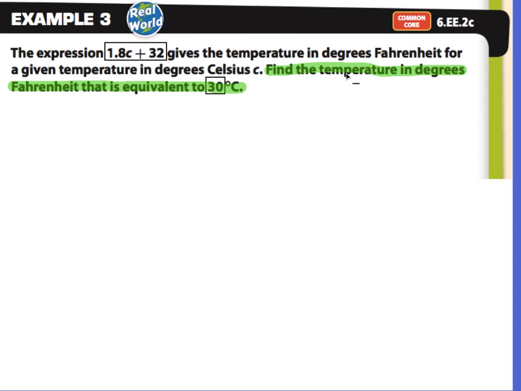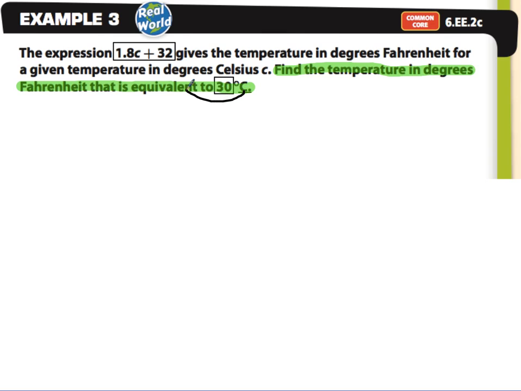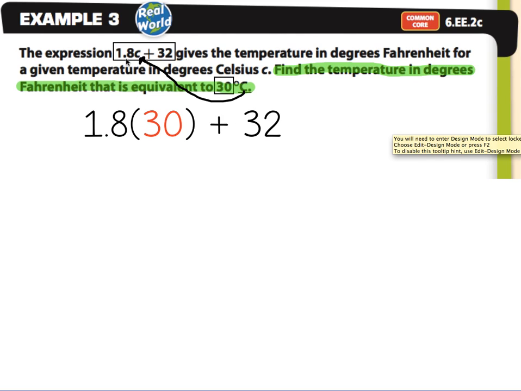And it is incredibly important to note that this is degrees Celsius, because that tells me that this number here, 30, is actually going to get plugged in for the C in degrees Celsius in my expression. So I'm going to bring my expression down, and I'm actually going to plug in 30 where the C was, because C represents the degrees Celsius, and the degrees Celsius in this case is 30.